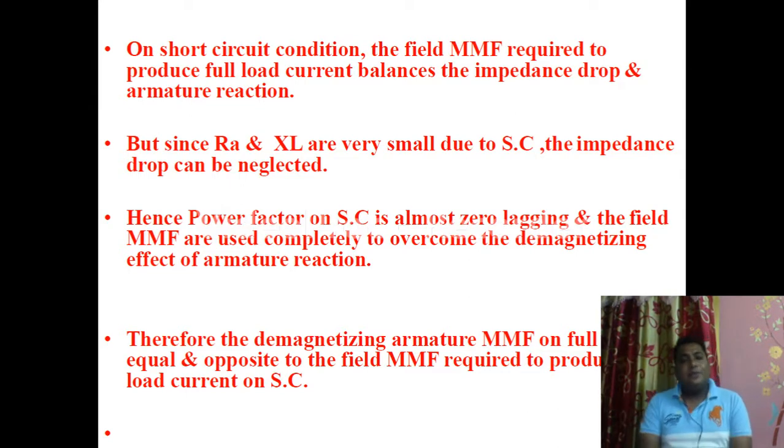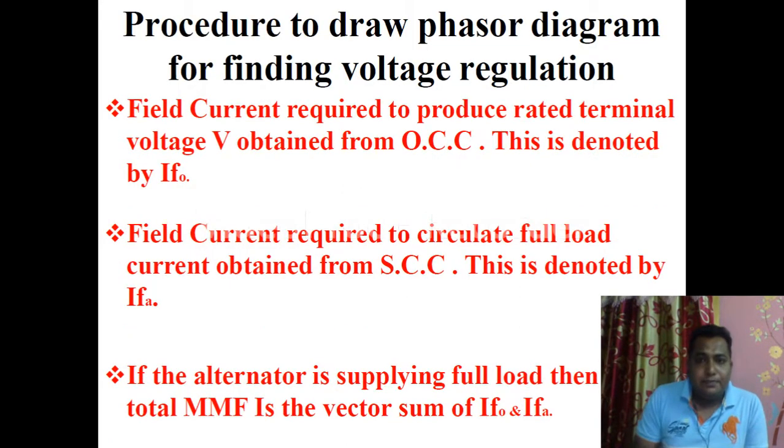Therefore, the demagnetizing armature MMF on full load is equal and opposite to the field MMF required to produce full load current on short circuit. That means this is how we can neutralize the armature reaction effect, the demagnetizing and cross magnetizing effect. Those points are discussed over here. So next, coming to the next.